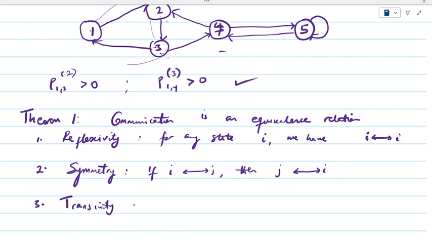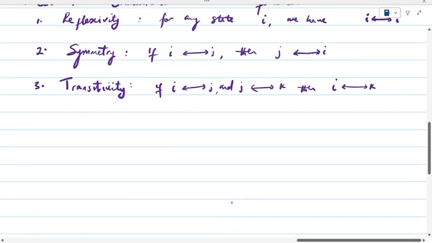Then we have transitivity. If I communicates to J and then J communicates to K, then we can say that I communicates to K, and this is where we derive the Chapman-Kolmogorov equation. You can check our previous video on the Chapman-Kolmogorov equation.